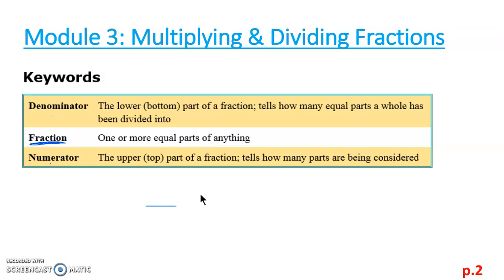When we look at what a fraction is made up of, the numerator is the top part of the fraction, how many parts we have, and the denominator is the bottom part of the fraction, giving you the total, or how many equal parts the total has been divided into.